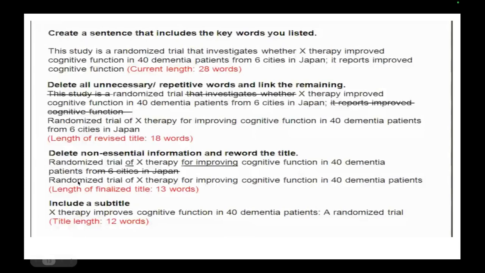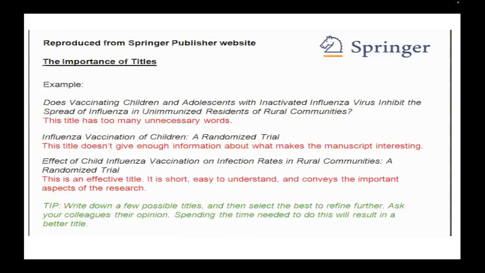So you can write it like this, or you can write it in another way. For example, X therapy improves the cognitive function in 40 dementia patients. In 40 dementia patients, randomized trial. You can write it like this also. So some examples are there. In a title we cannot tell you that you have to do this or that, but giving examples will really help you see how to write the title. After that, you will correlate with your own studies or papers.